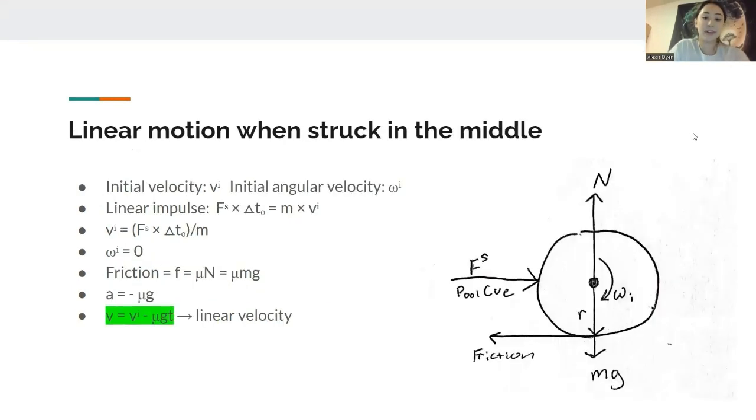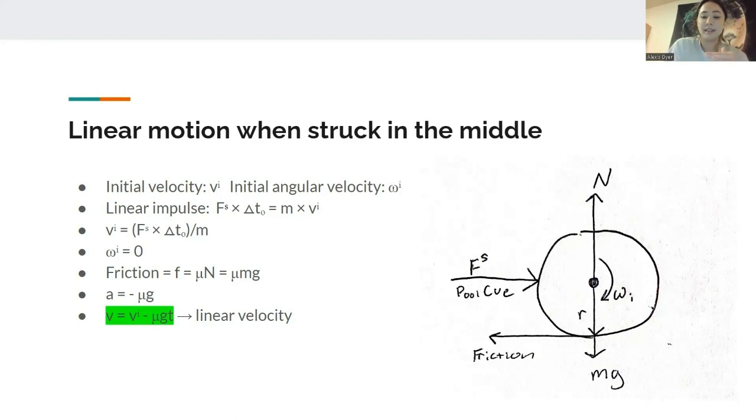And now that we've looked at what happens when it's struck at that nice sweet spot, we can look at how motion looks and how distance traveled is like when we're struck in the middle of the ball. And so what we're going to look at is taking into account our initial velocity and initial angular velocity. We can look at our linear impulse equation and also take into account friction. As you can see, I have this free body diagram on the right.